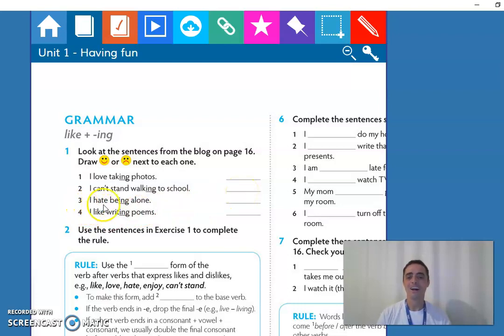Number 3. I hate being alone. Hate, the opposite of love, so I'm going to draw a sad face. And number 4. I like writing poems. As here I have the verb like, I'm going to draw a happy face.